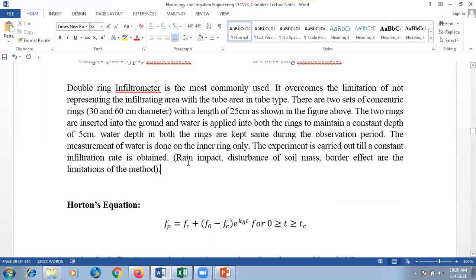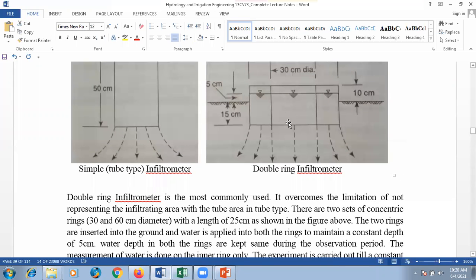All these things have relevance to rain impact, disturbance of soil mass, border effect, and limitation of the method. So all these things are there even in the case of the double ring infiltrometer. Let us not worry about that.